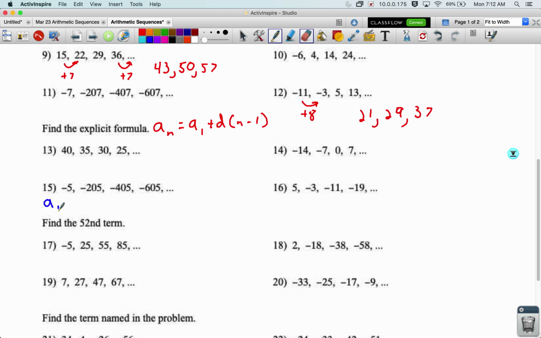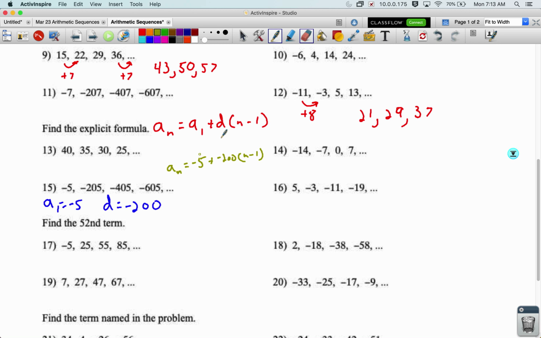So let's go to number 15. A sub 1 is going to be equal to negative 5. D is equal to minus 200. So each time we're subtracting 200. So I'll plug that into the formula as we see it. A sub n equals negative 5 plus a negative 200 times n minus 1.